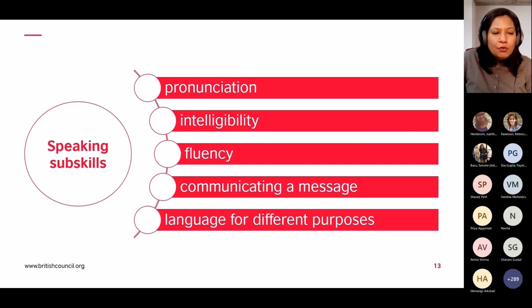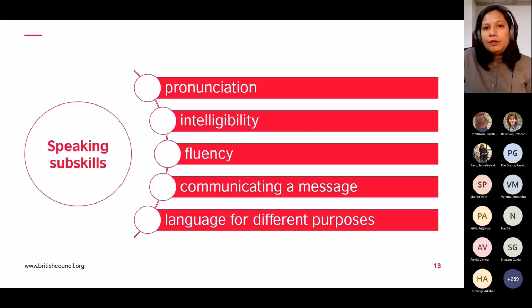So some of them are on the screen. Pronunciation, intelligibility, fluency, you've already covered that. Voice modulation, communicating a message. So some of you already said that you need to organize the message. You have to be very clear and specific about what you're saying in that context, in any context really.